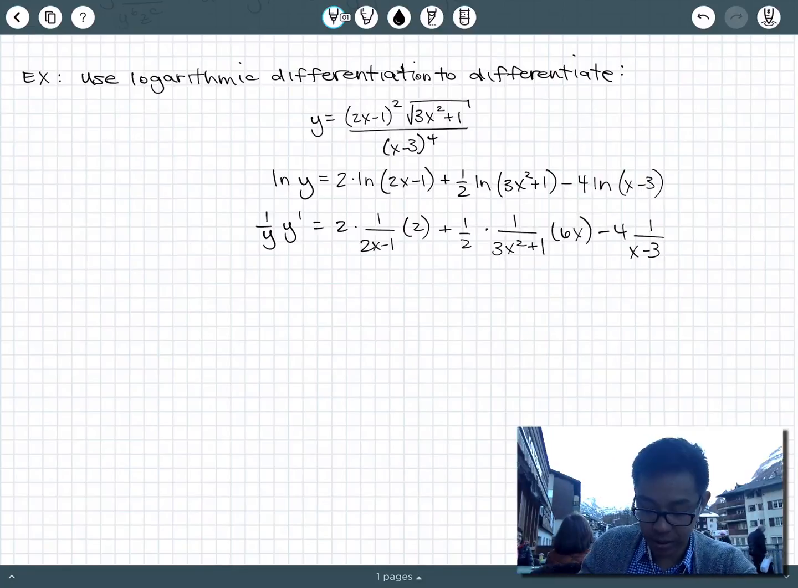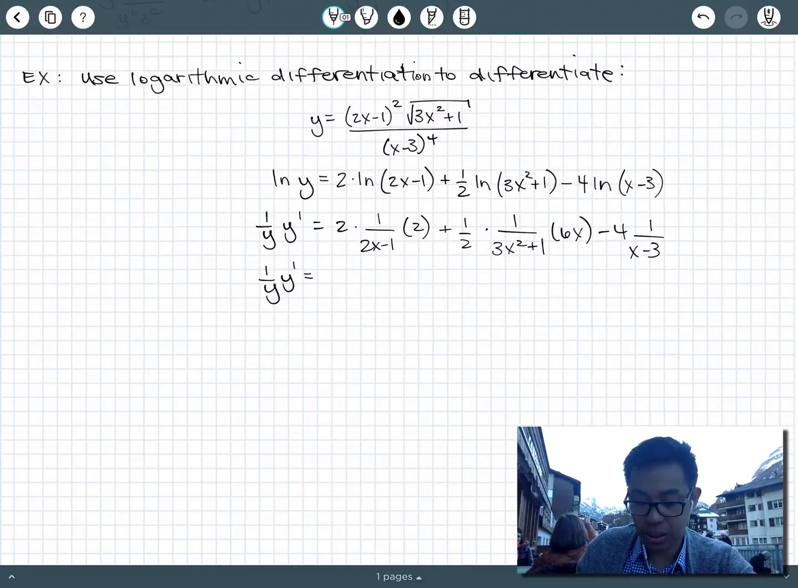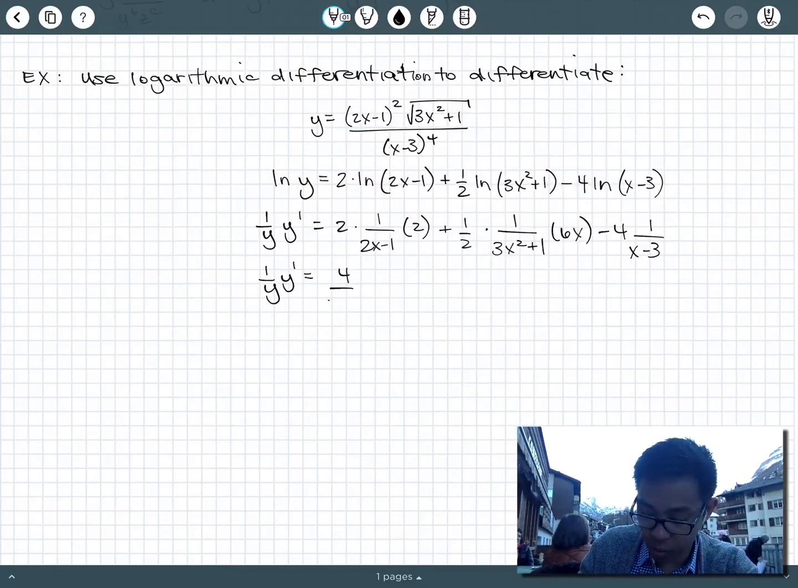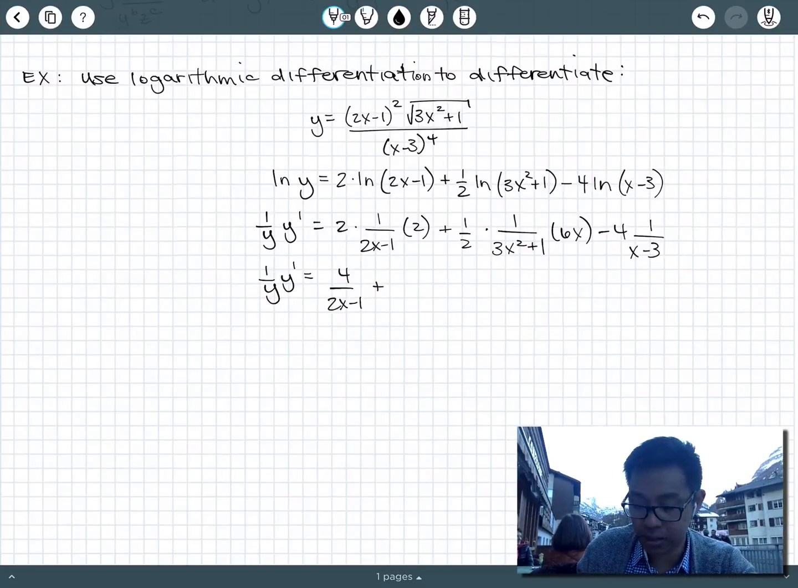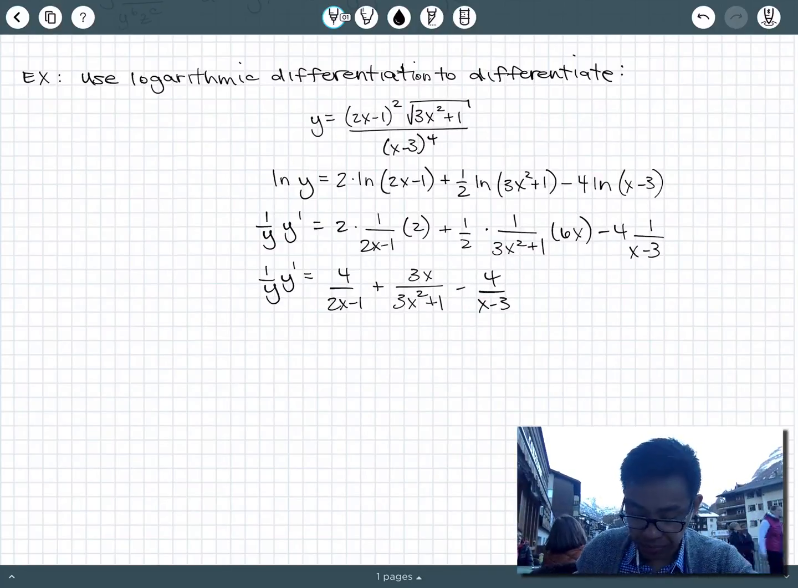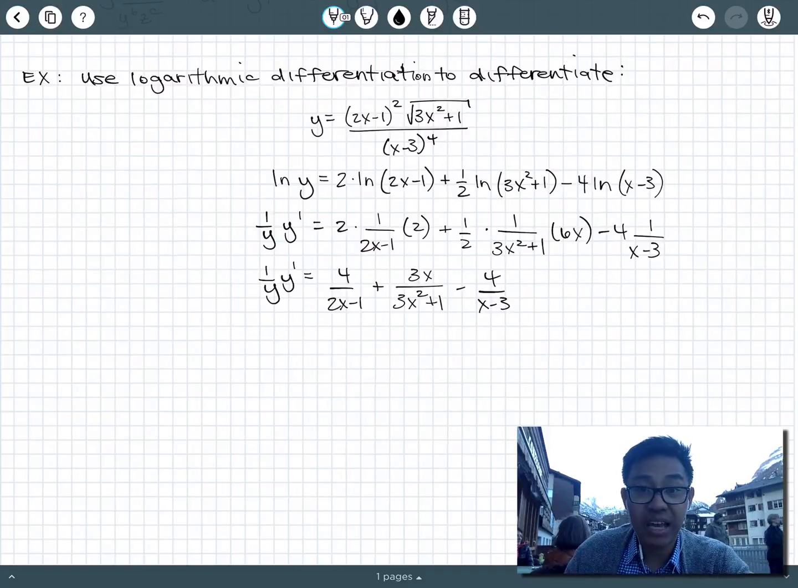So we can simplify this a little bit. We get 1 over y times y prime is equal to, now 2 times 2 times 1 is going to be 4, so we get 4 over 2x minus 1, plus 1/2 times 6x, that'll turn into 3x over 3x squared plus 1, and then minus 4 over x minus 3.